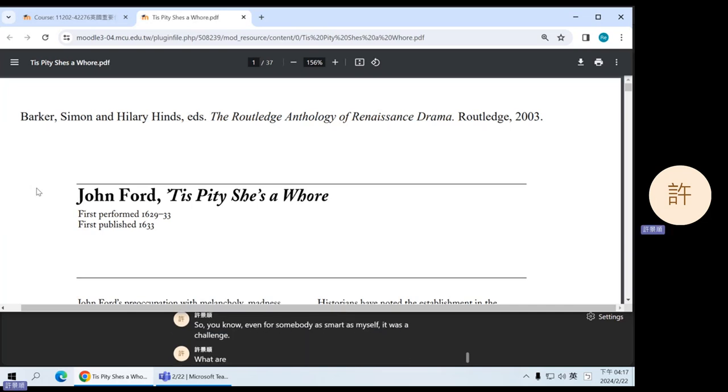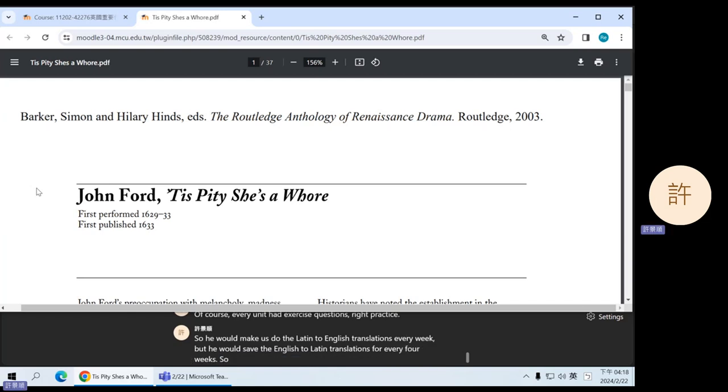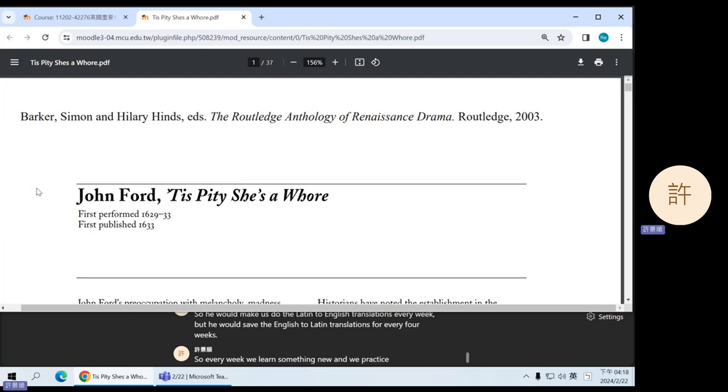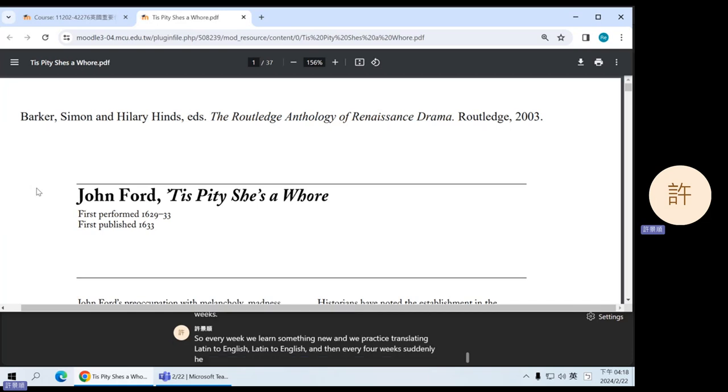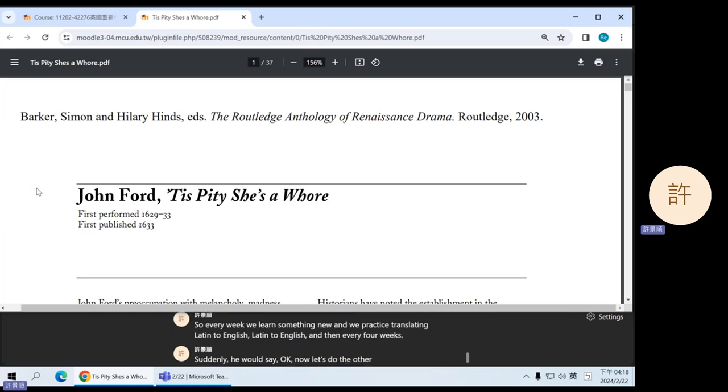What our Latin teacher used to do, he used a textbook. Of course, every unit had exercise questions, right? Practice. So he would make us do the Latin to English translations every week. But he would save the English to Latin translations for every 4 weeks. So every week we learn something new and we practice translating Latin to English. And then every 4 weeks, suddenly he would say, okay, now let's do the other direction, English to Latin. We hated it. It was terrible.